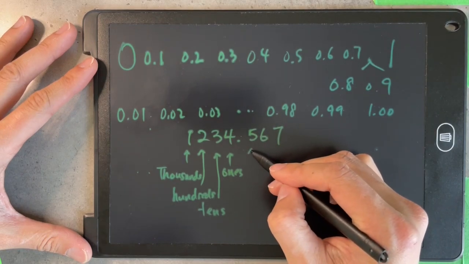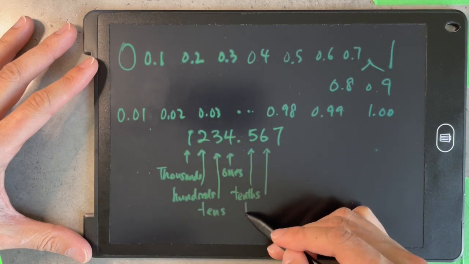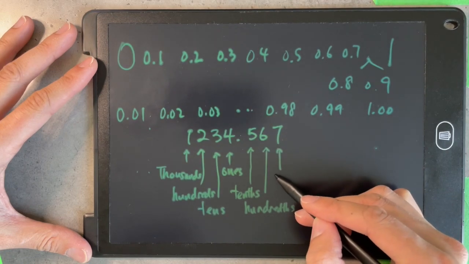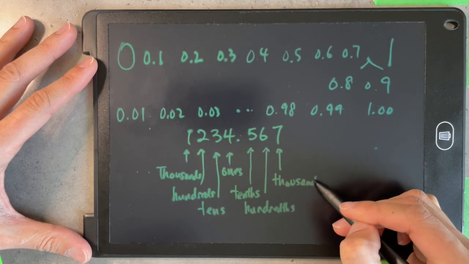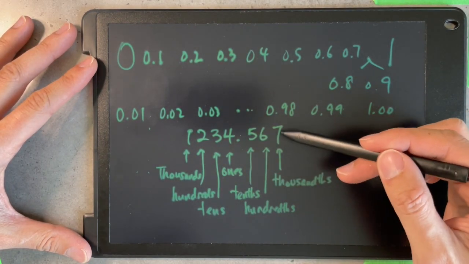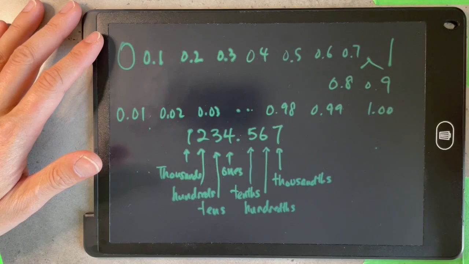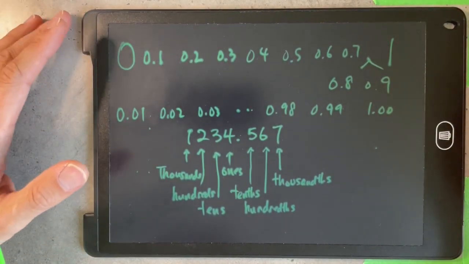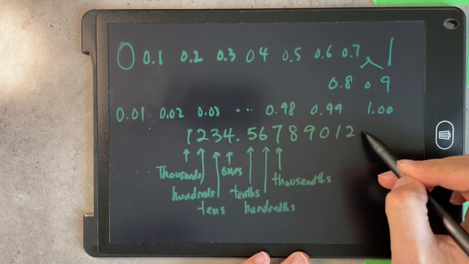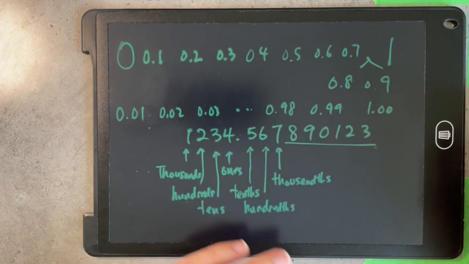So 5 would be the tenths place, 6 would be the hundredths place, and 7 would be the thousandths place. We are mainly interested in the first 3 decimal places most of the time. Your calculator will show you 9 or even 12 decimal places, or even more. Essentially we could have as many decimal places as we want, but these are not as significant. It's just too small to have any value.